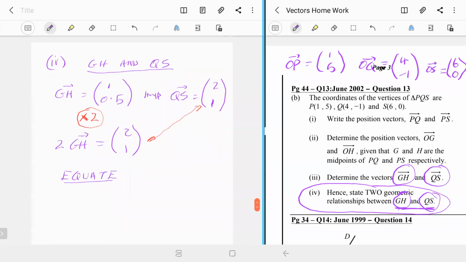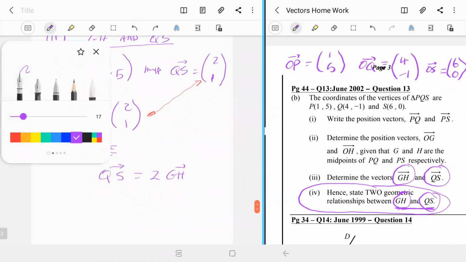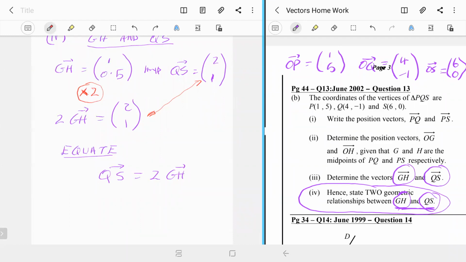So since the two of them are equal, I can now write that QS is 2 times GH. See? That one here equals that one there. Because the two of them equal 2, 1. So therefore the left side and the right side are equal. See that? So what does this statement mean now? This statement that we have here means that QS is parallel to GH. That's what it means. All right?